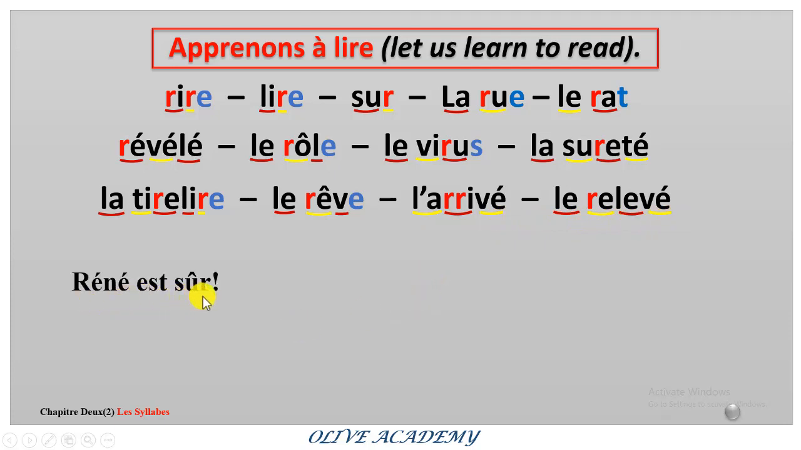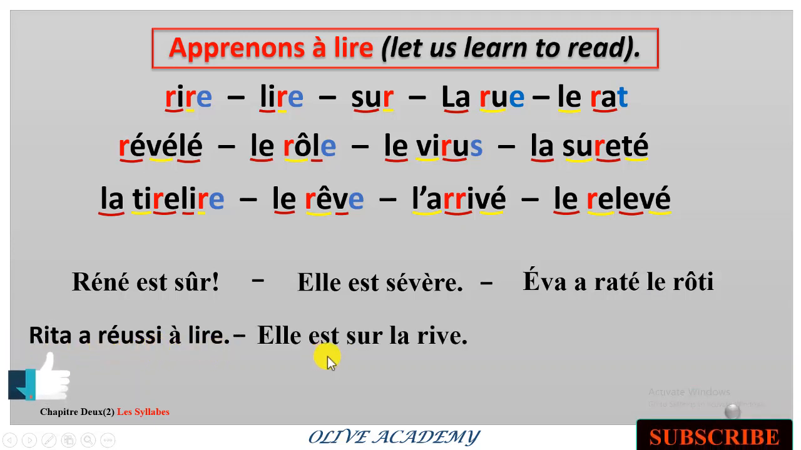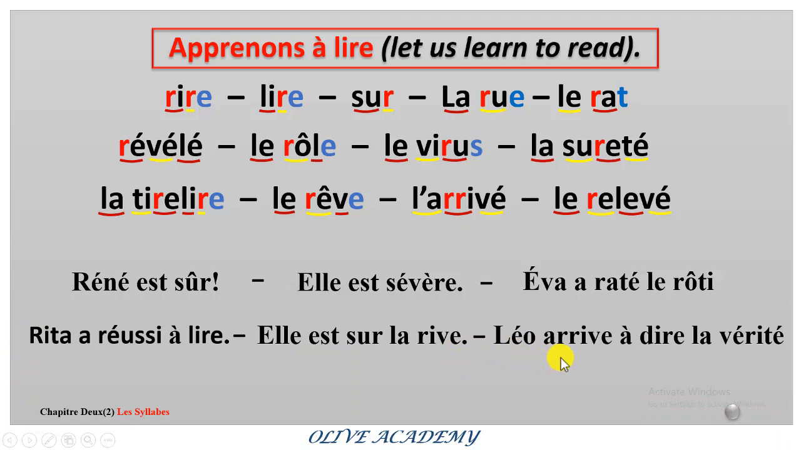René est sûre. Elle est sévère. Eva a raté le rôti. Rita a réussi à lire. Elle est sur la rive. Léo arrive à dire la vérité.